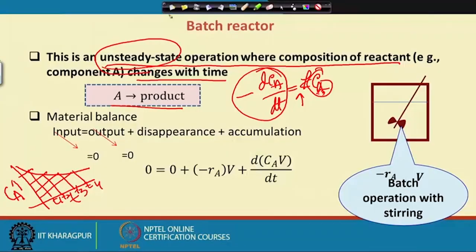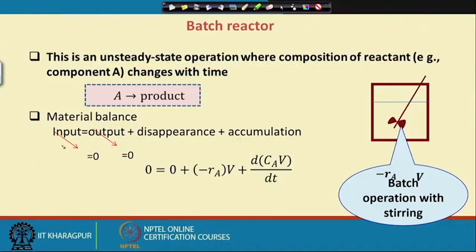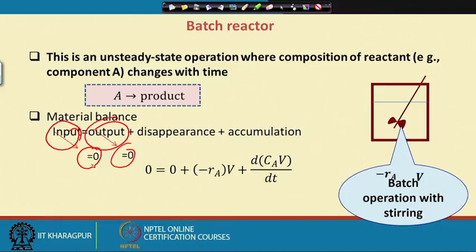Now, if you put this in the previous formula, how can we write the input? I told you in the batch system, we take the material at a time, allow it to react, and after the reaction is over, you take it out. So, the input and output should be equal to 0, am I right? This should be equal to 0. There is no continuous input, continuous output from the process. So, what is the rate of disappearance? Rate of disappearance is minus R into V.